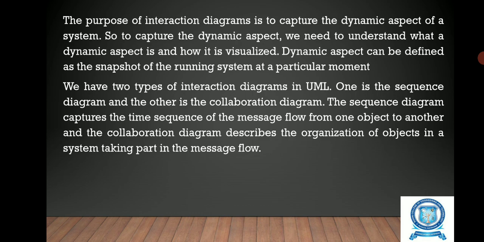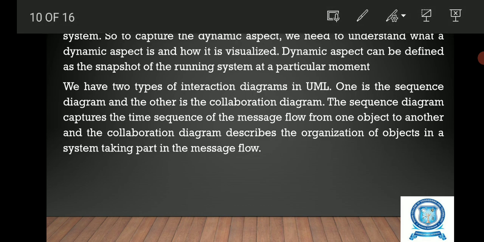The purpose of interaction diagram is to capture the dynamic aspect of the system. So, to capture the dynamic aspect, we need to understand what a dynamic aspect is and how it is visualized. Dynamic aspect can be defined as the snapshot of the running system at a particular moment. We have two types of interaction diagrams in UML. One is the sequence diagram and the other is the collaboration diagram. The sequence diagram captures the time sequence of the message flow from one object to another, and the collaboration diagram describes the organization of the objects in the system taking part in the message flow.